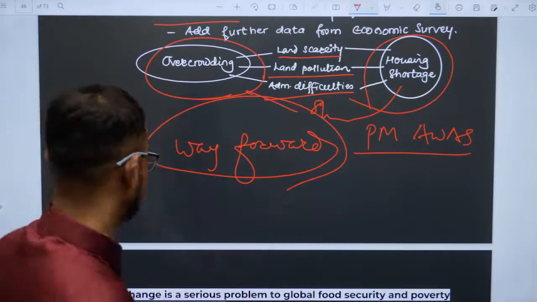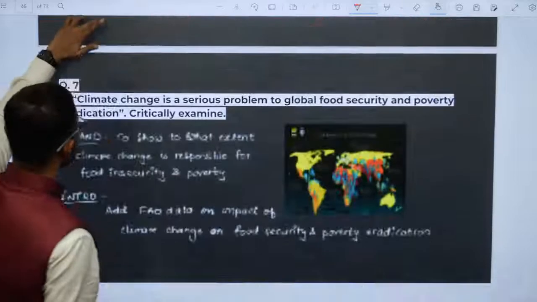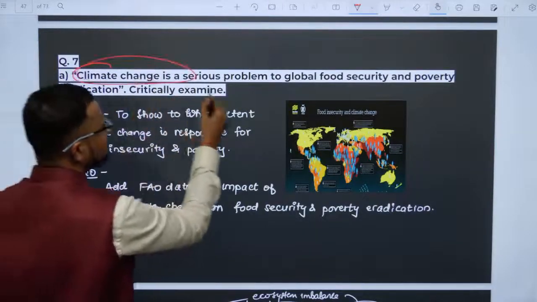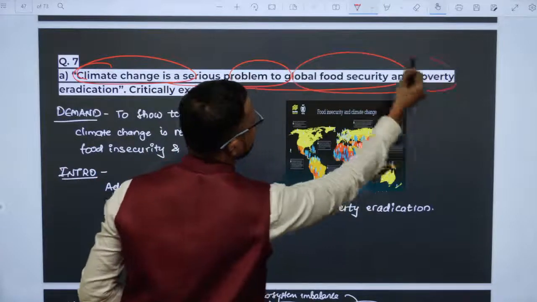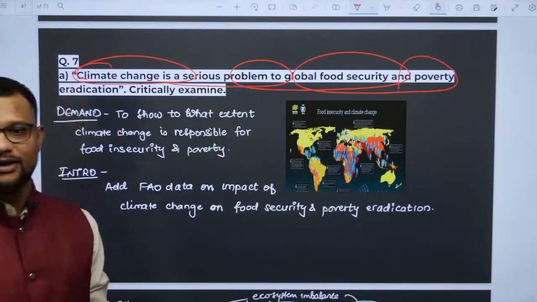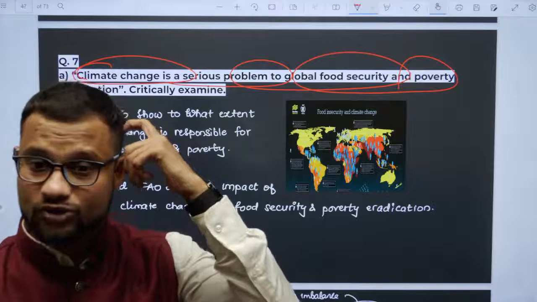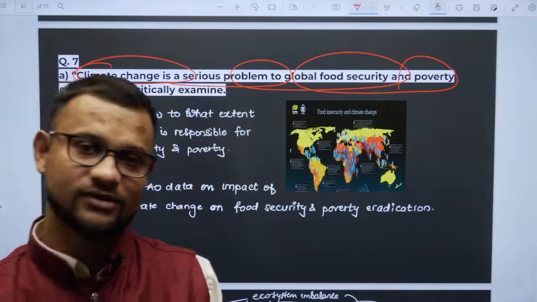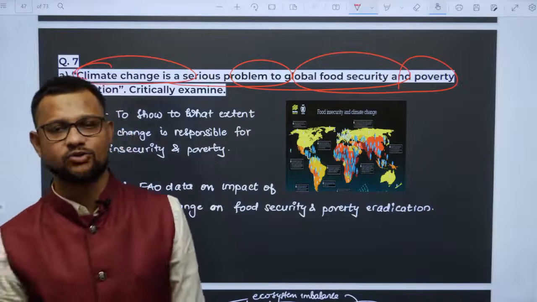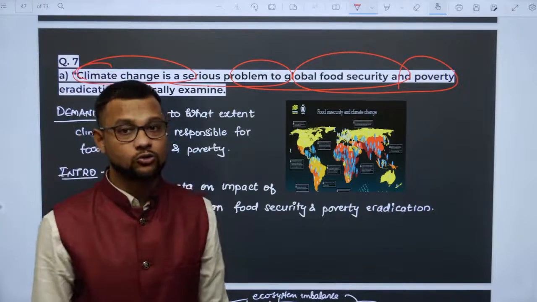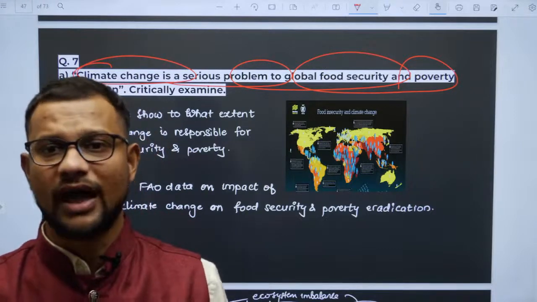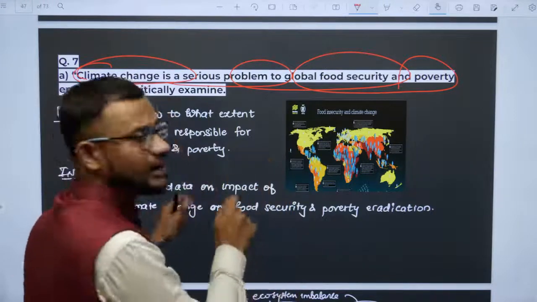Current affairs issue. Then now the second last question, seventh, climate change is a serious problem to global food security and poverty. Current ही है? Yes. अब देखो अभी इस क्वेश्चन पे yes आज भी आर्टिकल है, right? Hindu, Indian Express, you can say go through this thing. Now this kind of question, I am repeating again, has to start with the data only.